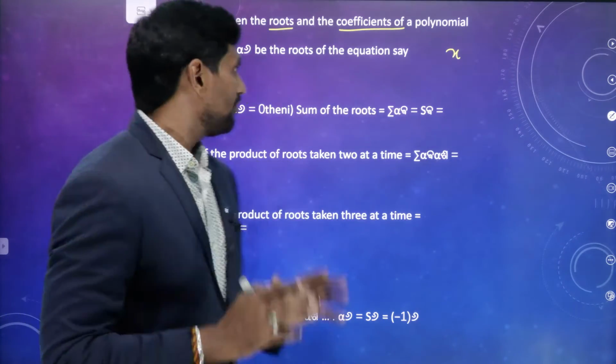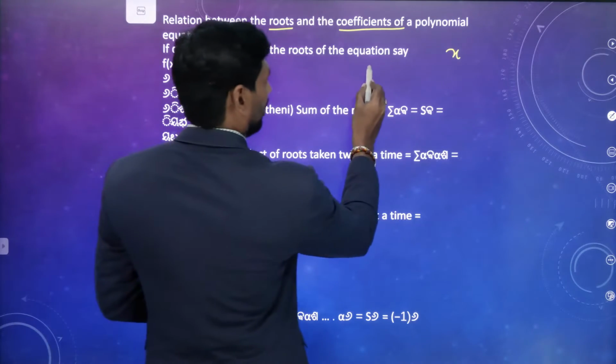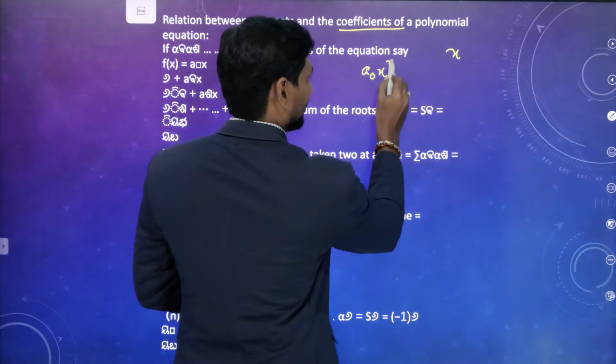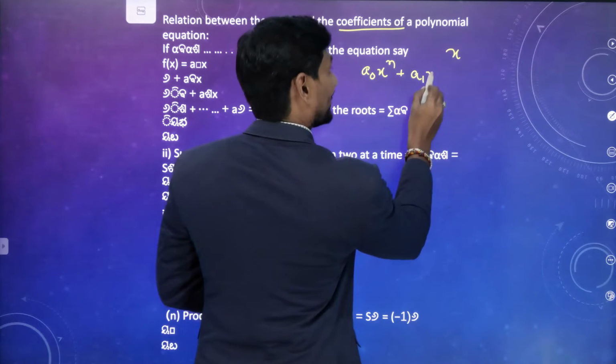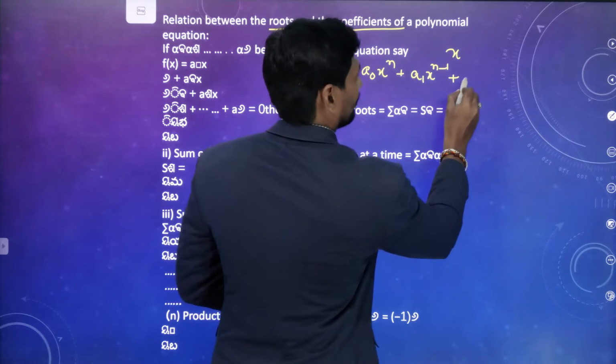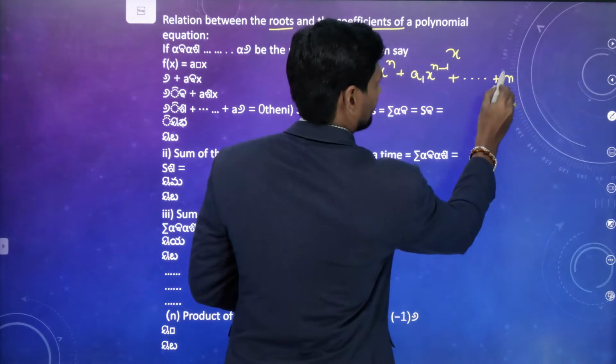Clear? Now, for example, if a polynomial is in the form a0 x power n plus a1 x power n minus 1 plus and so on plus an.